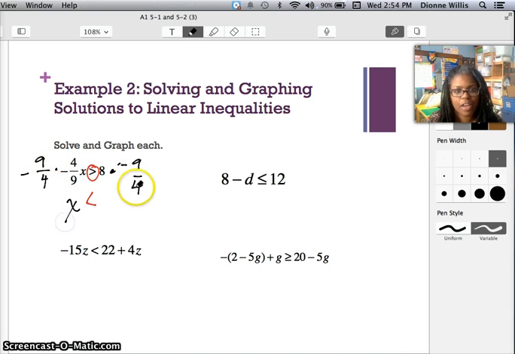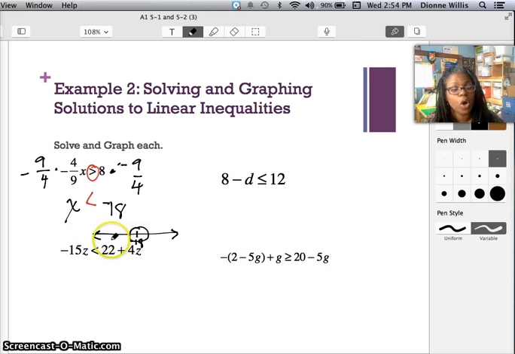I'm left with x. 4 goes into 8. 2 times a -9 is a -18. So my answer is x is less than -18. And as we are really comfortable with now, I've got my -18 as my number of concern, open circle because it's not equal to, and I'm shading to the left.